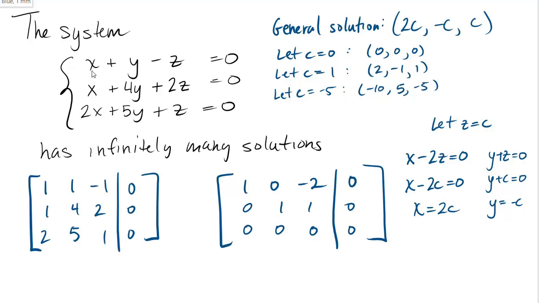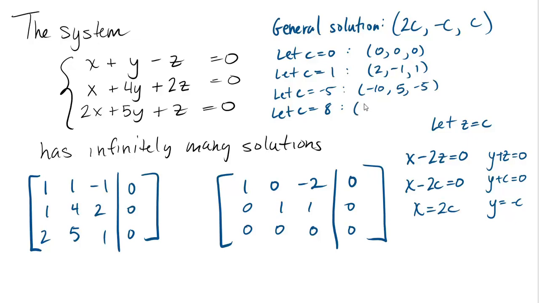Will this really work? Negative 10 plus 5 minus negative 5 is 0. Yes, that's true. Negative 10 plus 20 minus 10 is 0. Negative 20 plus 25 minus 5 is 0. This one works too. You can pick any number you want and generate the solution. I want you to practice this by generating a solution for me. You're going to let c equal 8 and tell me what solution that gives us.